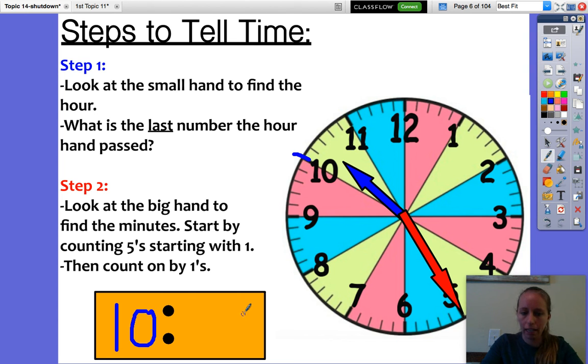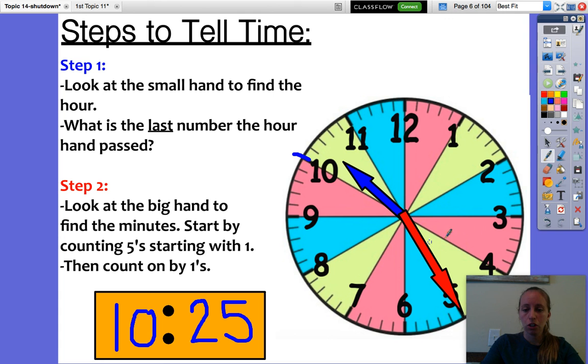And then the minutes, let's go look at our minute hand. It's on the 5. I could say, 5 times 5 is, maybe you know, maybe you have to skip count by 5s. Skip count by 5, start at 12, right? This is 0, 5, 10, 15, 20, 25. Okay, 5 times 5 is 25. We can skip count by 5s and get 25. So the time is 10:25.